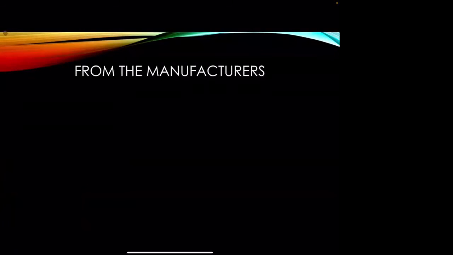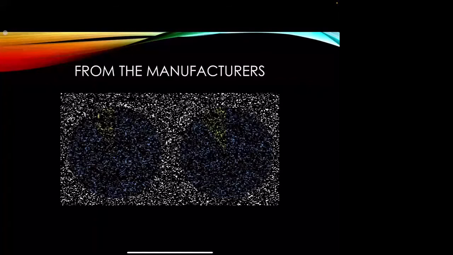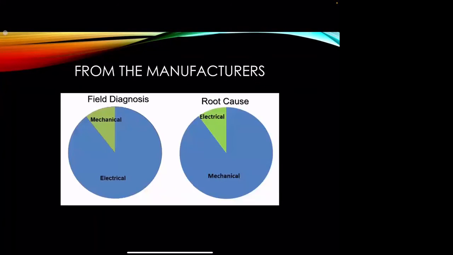So from the manufacturers, what do they see versus what do we see? Well, we out in the field, we diagnose, again, most of the time you can see here, it's an electrical failure. Very, very small amount do we ever say that it's mechanical. And what happens when we send that back to the manufacturer for them to diagnose it and see what's going on? Well, it's the complete opposite. It's typically a mechanical failure, very rarely an electrical failure.